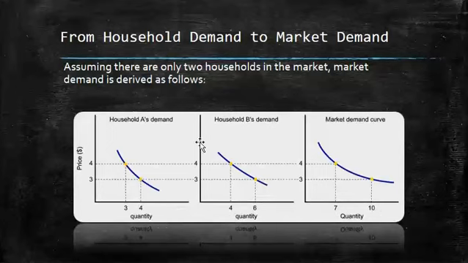The demand curve for A and B at the price of $4 is 7. Okay? The demand curve for A and B at the price of $3 is 10. 6 plus 4.